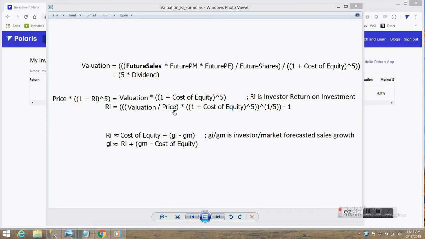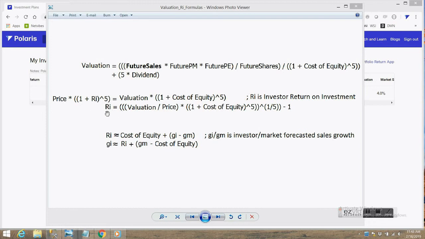And it's not saying that initially it will stay there, but we're just assuming in 5 years there will be a point where the price and the valuation are equal. So that means that if you take the current price and you assume some investor return on investment and take that out for 5 years, it will equal the current valuation moved forward in time by 5 years, by its cost of equity.